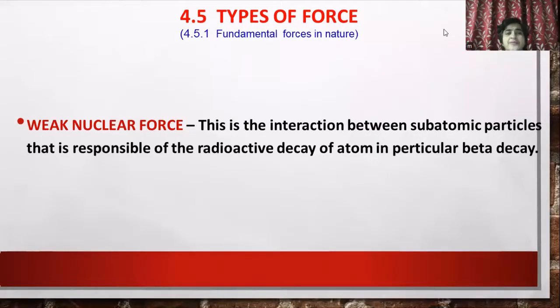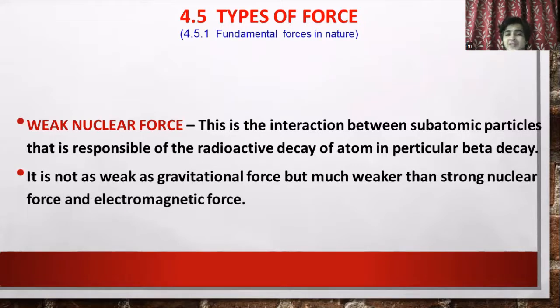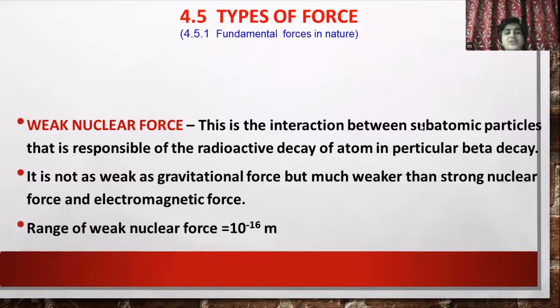The fourth type of fundamental force in nature is weak nuclear force. We observe this when there is interaction between subatomic particles that is responsible for the radioactive decay of atoms, in particular beta decay. This is not as weak as gravitational force. It is stronger than gravitational force, but it is much weaker than strong nuclear force and electromagnetic force. The range of the weak nuclear force is 10 power minus 16 meter.